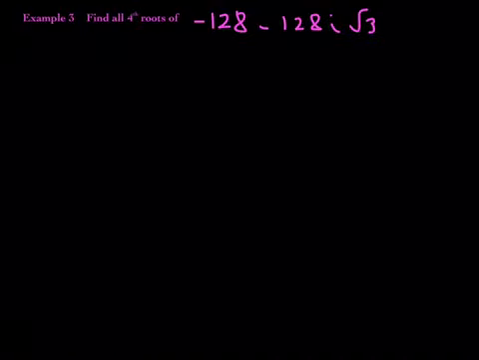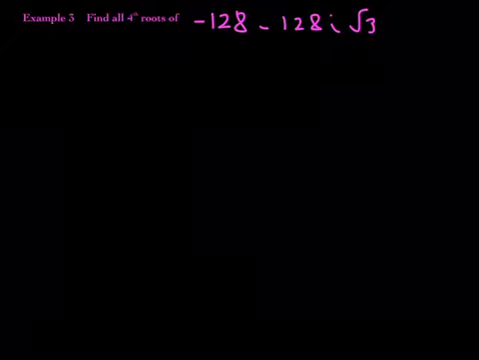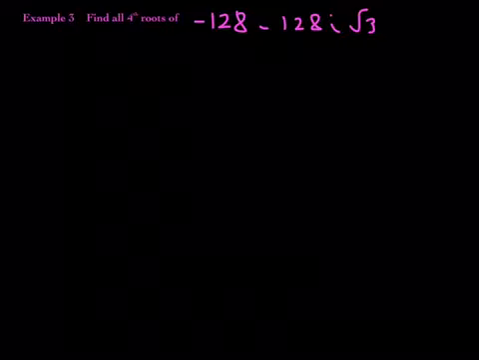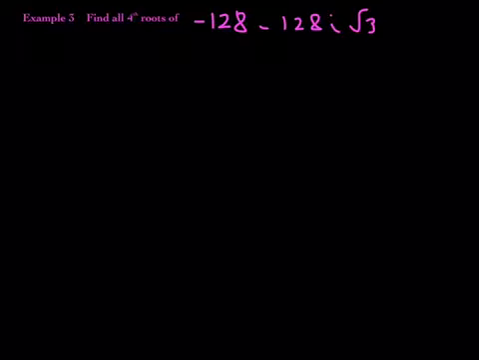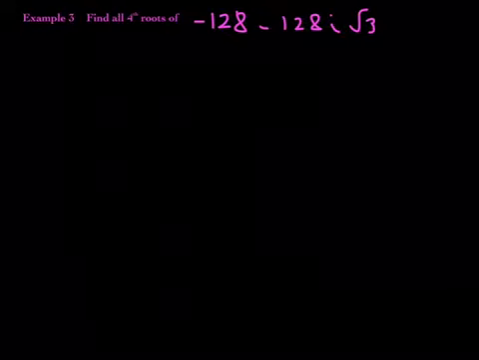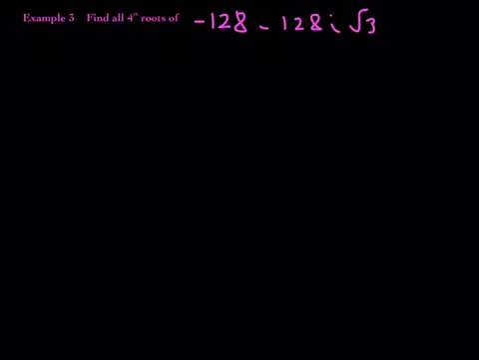Check this out, guys. Example 3, find all fourth roots of negative 128 minus 128 i root 3. Now, if you're finding fourth roots of this complex number, how many are there? Well, because you're finding fourth roots, you know there's going to be four of them. All right, so first things first, I suggest we write this number in polar form. Now, in order to write this in polar form, which don't forget is also called trigonometric form, we need r and we need theta. So let's find r.